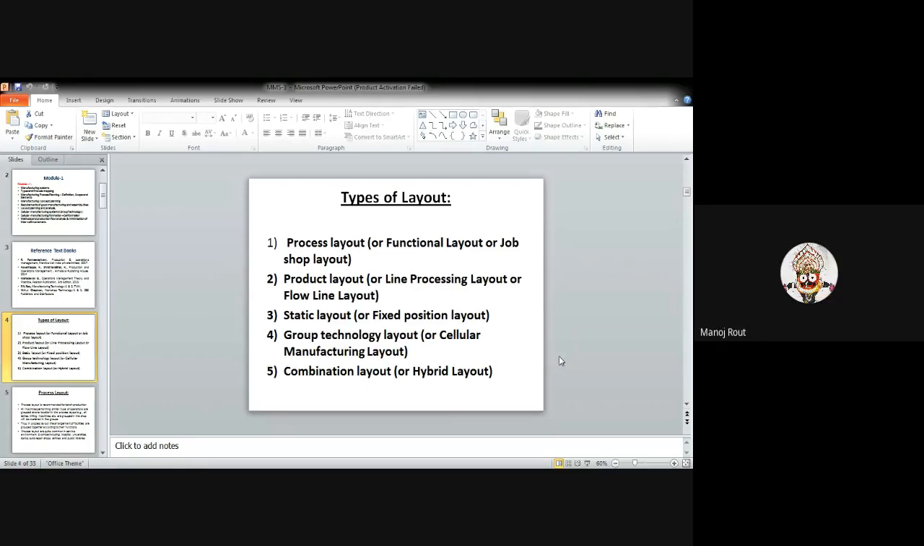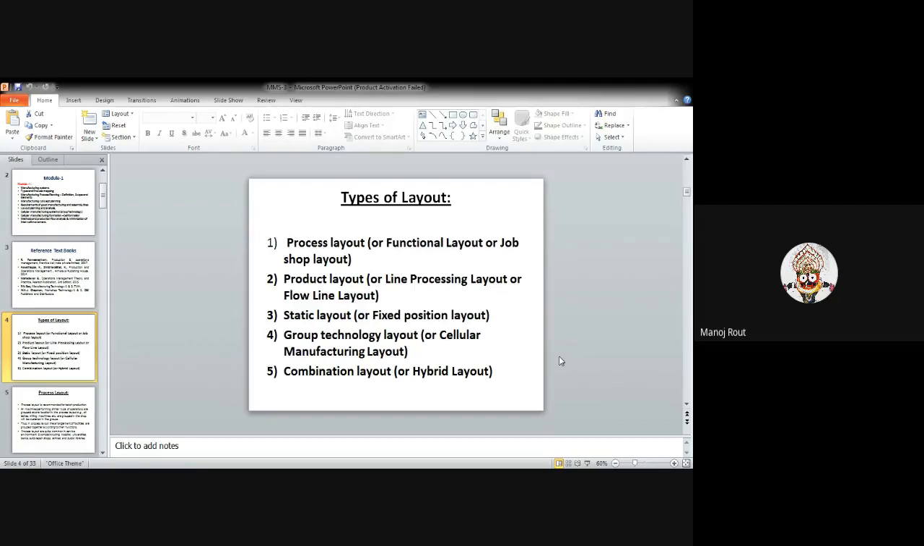Okay, sir. In the previous class, we discussed the different manufacturing process assemblies, and today we are discussing the types of layout. Starting with the process layout, also known as functional layout or job shop layout. The next one is product layout, or line processing layout, or flow line layout.